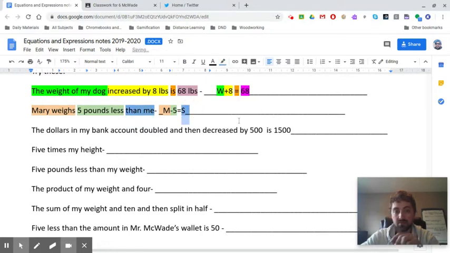I just put an S for Sean. I guess I could have... No, I couldn't do McWade because I already had Mary there. So Mary weighs 5 pounds less than me. So if you put this in, it would show that Mary's weight is 5 pounds less than my weight.